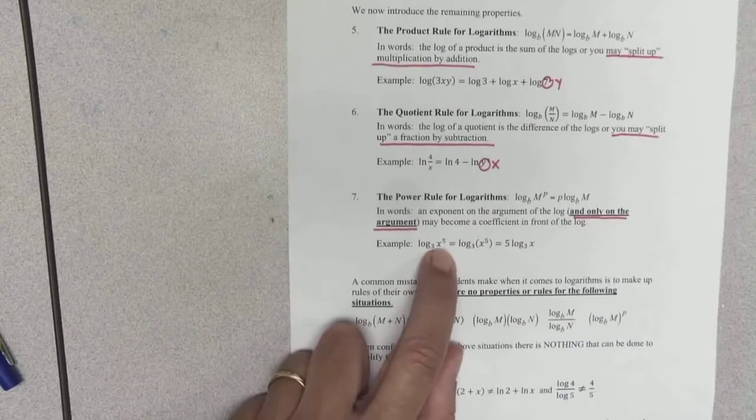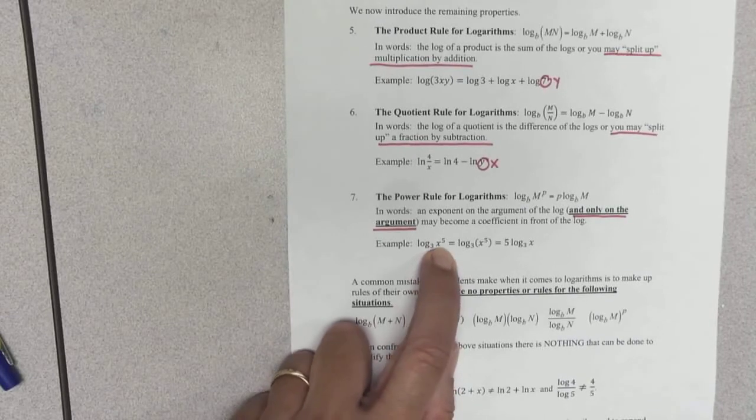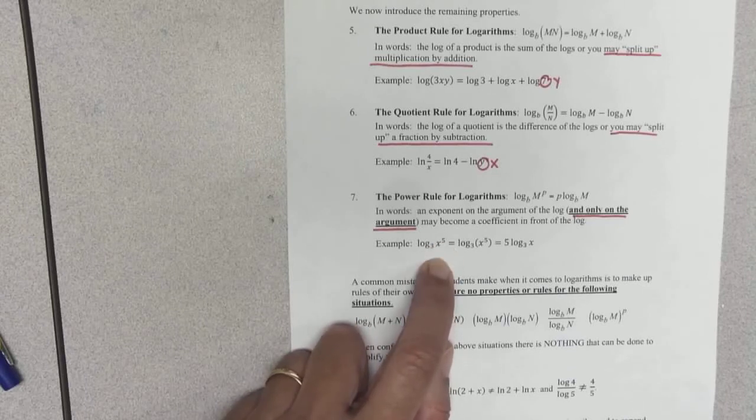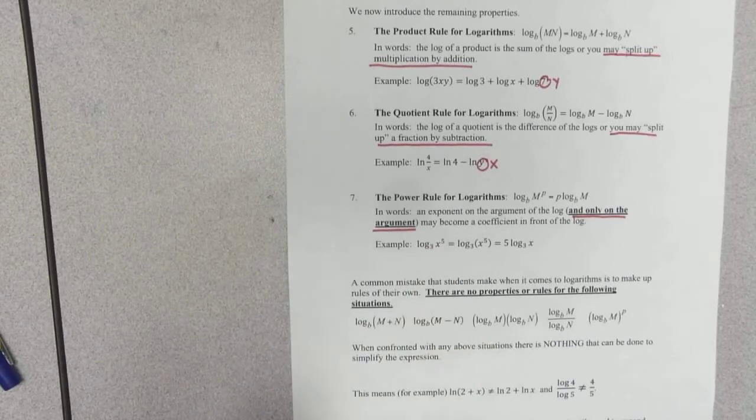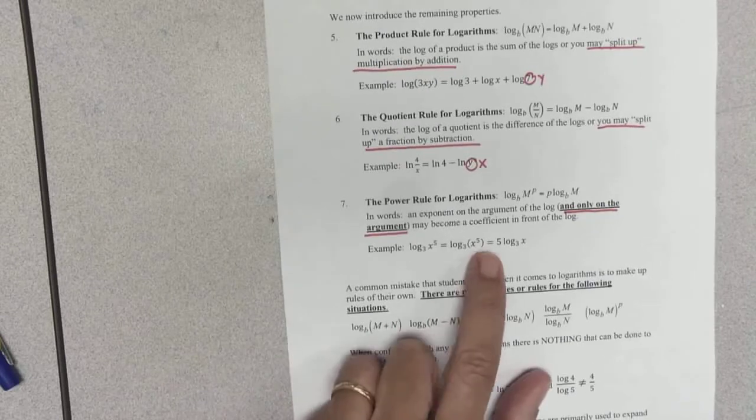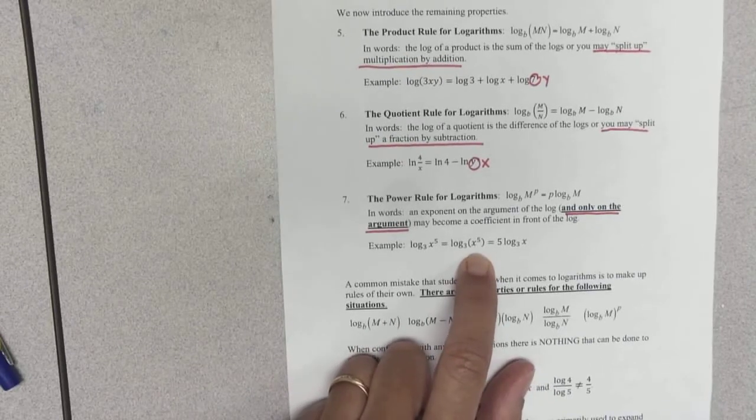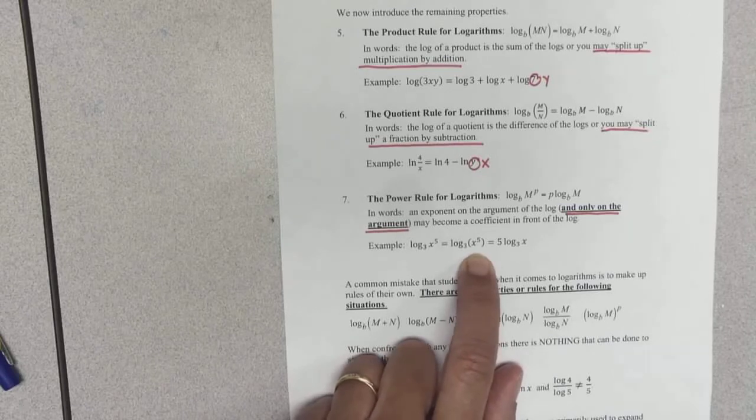But here we want to remember one really important thing. An exponent applies to the one symbol to which it's adjacent. So that 5 applies only to the x. That 5 applies only to that argument x. It doesn't apply to the entire logarithm expression. An exponent applies to the one symbol to which it's adjacent. So here I just put it in parentheses to emphasize that that 5 is applying only to the x.